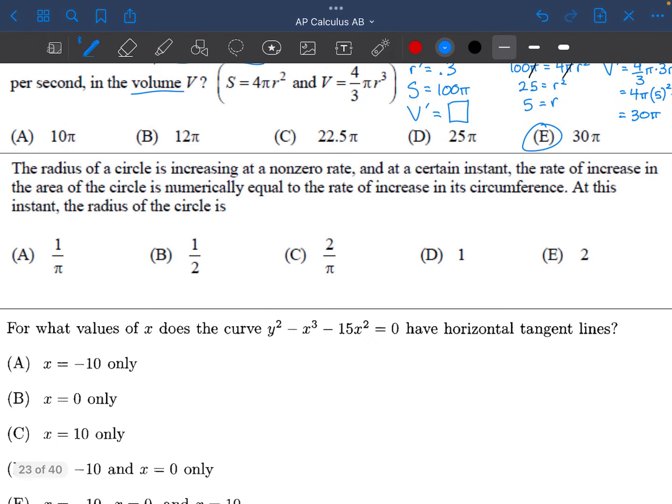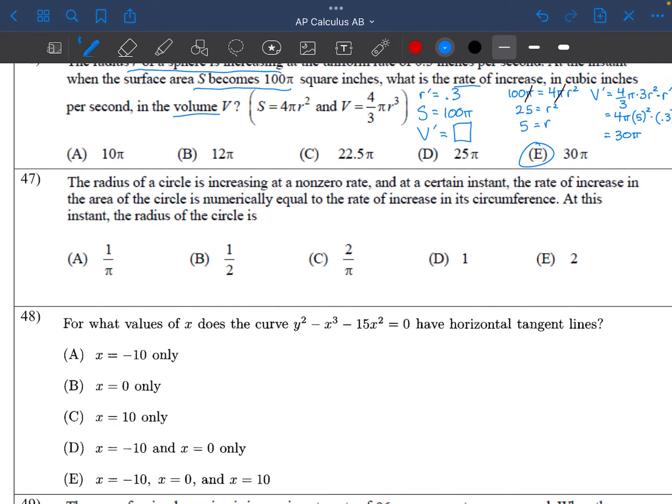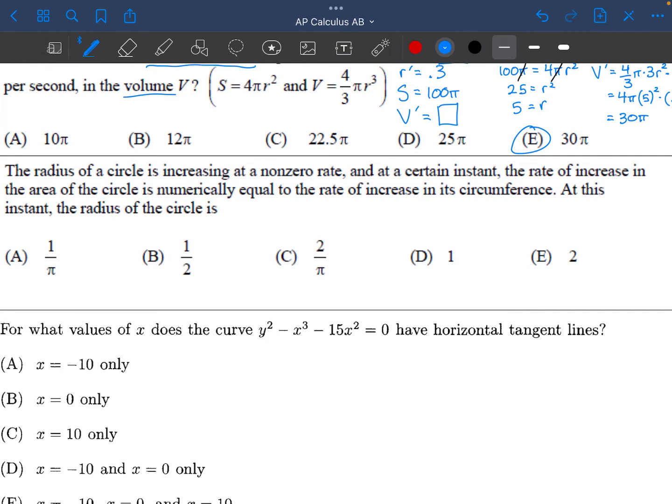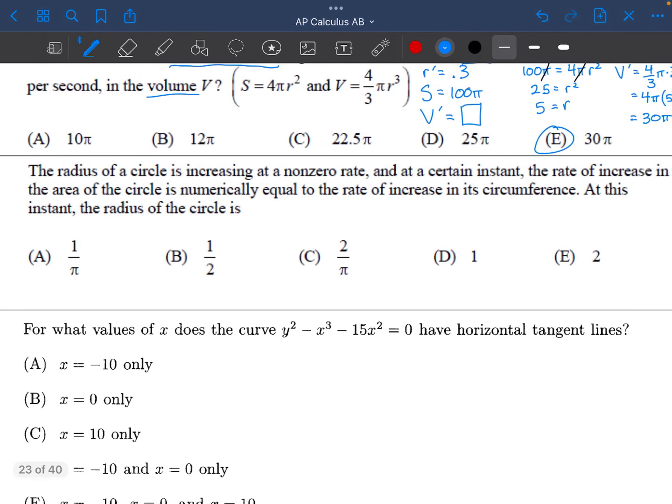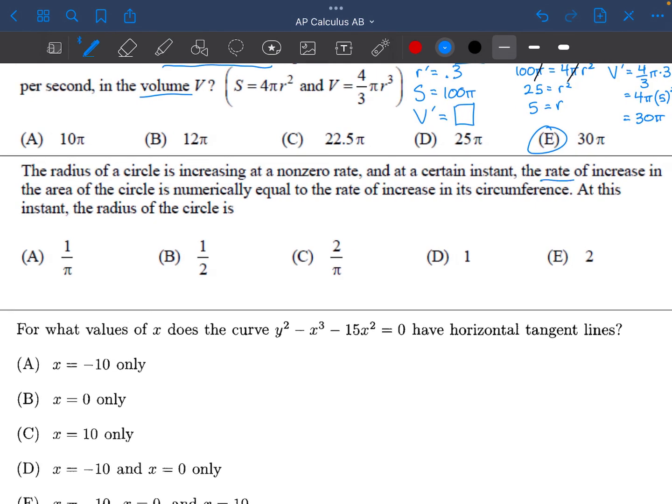Moving on to number 47, another related rate problem. The radius of the circle is increasing, so that just means r prime is positive. I don't know if that's helpful. At a certain instant, the rate of the increase of the area. So some keywords here. It's a rate of the area, so I'm talking about a prime. A prime is numerically equal to, so I'm going to say is equal to the rate of increase. So I have another rate, of circumference. So it's equal to, it's not 2 times, it's literally just equal to c prime. At this instant, the radius of the circle is what? So we're asked for what is r? R is equal to our box.